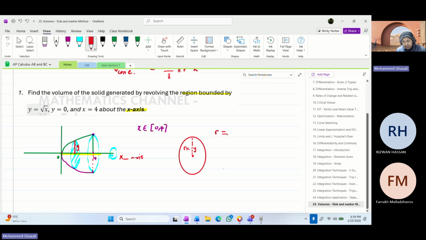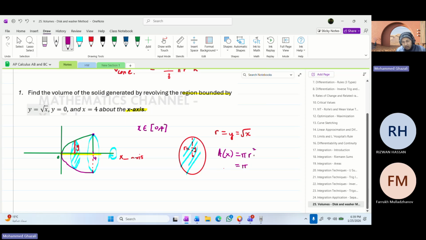So radius is equal to y value. And what is the y value? The y value is the square root of x. So what am I going to find? The area of this cross section, which is a disk. So area is equal to pi r squared.